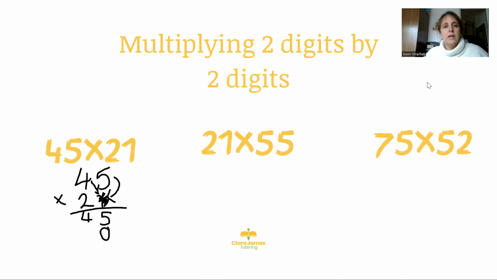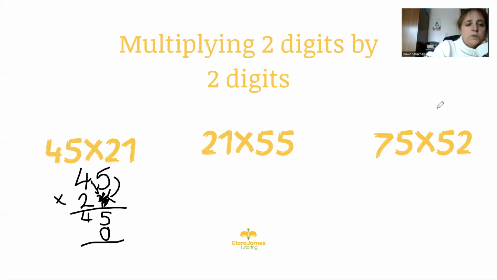But because I'm now multiplying by the 2, what I'm going to do is put a 0 here, because I'm no longer multiplying by 1s, I'm multiplying by 10s. So I need to block out the 1s column so that it makes sense when I multiply by the 10s column. Okay, so now I'm going to change my color.